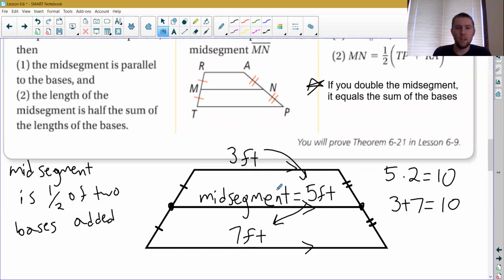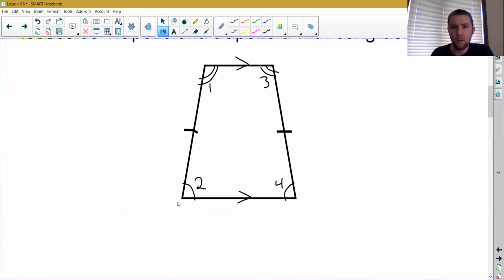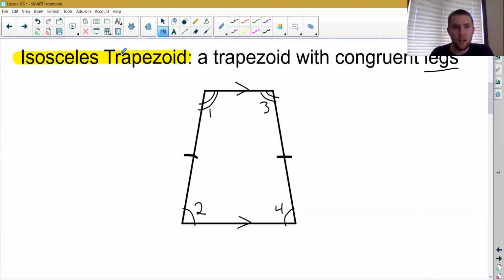So, like I said, the midsegment of a trapezoid is parallel to both of the bases, and it's equal to half of the two bases added together in terms of its length. We create it by connecting the midpoints of the two legs of the trapezoid. Again, the legs are the non-parallel sides, bases are the parallel sides. We talked about isosceles trapezoids, meaning congruent legs and some of the angles that have to be the same.